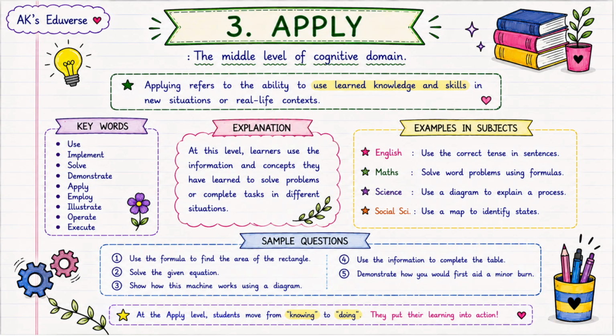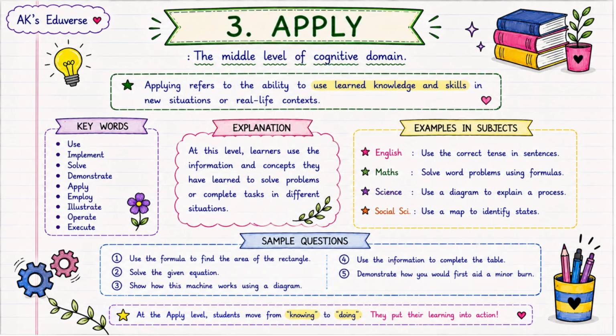Use the past tense correctly in 5 sentences. Or science-ல வந்து demonstrate how a simple electric circuit works. Social science-ல use a map to locate the states of South India. So if you notice the difference, remember level-ல answer ஞாபகம் வச்சு சொன்னா போதும். So understand level-ல explain பண்ணுவோம். Apply level-ல actually use பண்ணணும்.